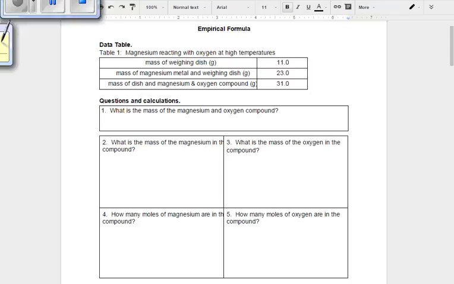This is a tutorial on how to solve empirical formula problems. This particular problem has a bunch of numbers given to you in a data table, and first you need to figure out what the masses of those substances are.